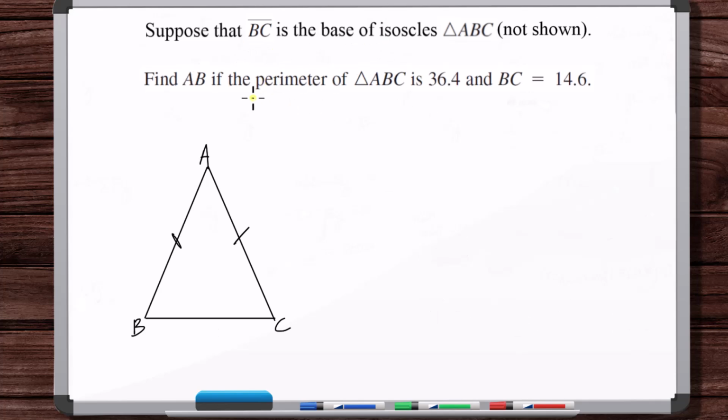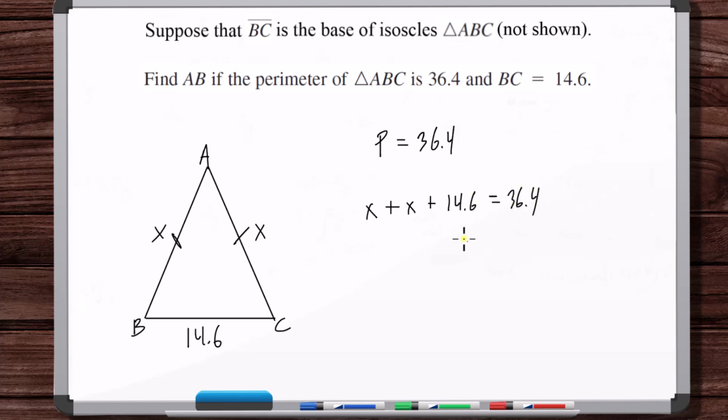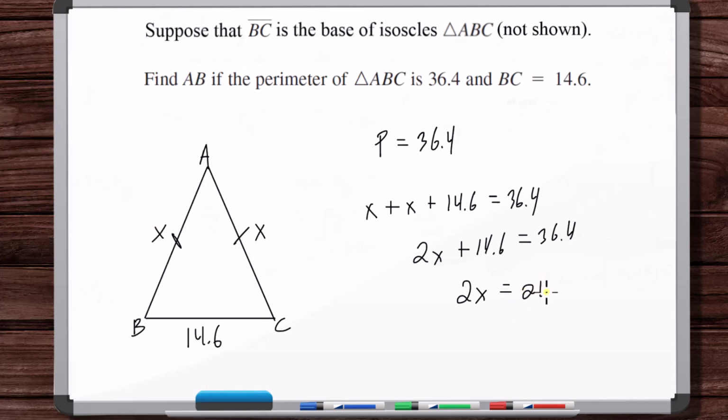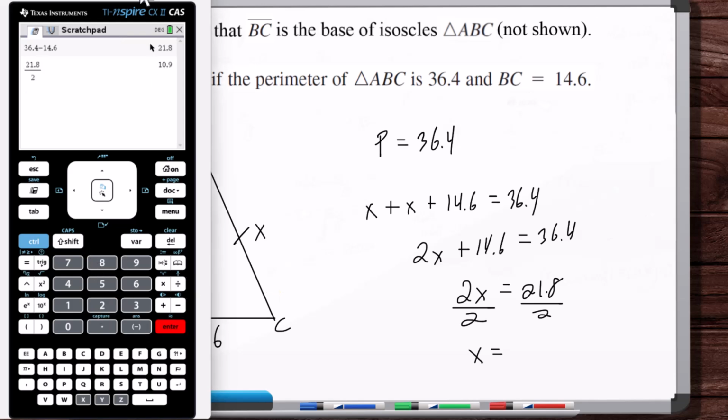Okay, same isosceles triangle, but now we want to find the length of AB if the perimeter is 36.4 and BC is 14.6. So if we call these two side lengths x, they're congruent, then we have x plus x plus 14.6 is equal to 36.4. So 2x plus 14.6 is equal to 36.4. So 2x is equal to 36.4 minus 14.6, which is 21.8. Divide by 2, 10.9.